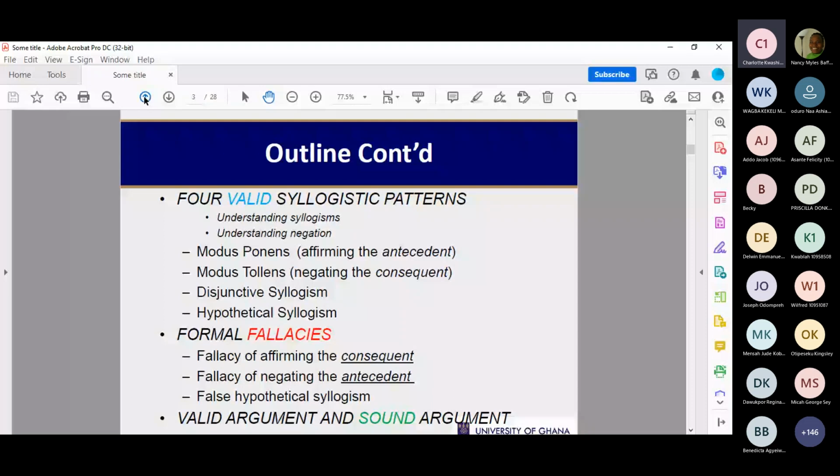Formal fallacies. Fallacy of affirming the consequent. Fallacy of negating the antecedent. False hypothetical syllogism. Valid argument and sound argument.